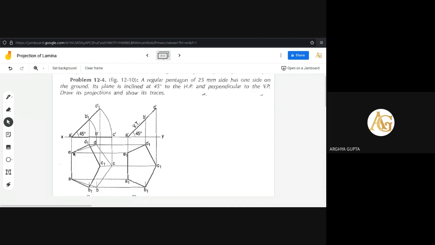So you don't need to draw this shape here. In the book, it is drawn here again, but you don't need to draw that reduced shape pentagon here, or the inclined line here. That inclined line will have to be drawn here, and the reduced shape of the pentagon will have to be drawn here. The process I have just told you.